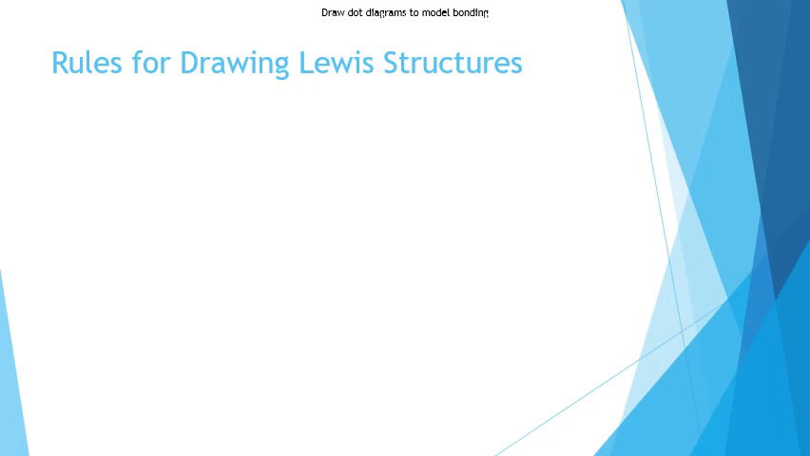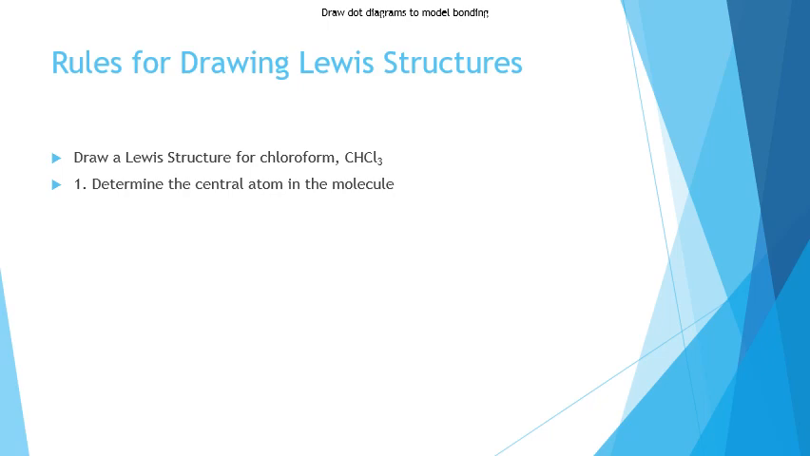So let's just jump right in here and take a look at how we go about drawing these things. There are a series of rules for drawing Lewis structures. I will just present the rules as we go through an example. The first example here, we'll be drawing the Lewis structure for chloroform, which has the formula CHCl3. So it'd be 1 carbon atom, 1 hydrogen, and 3 chlorine atoms. The first rule is to determine the central atom in the molecule. What atom are we going to put in the middle?